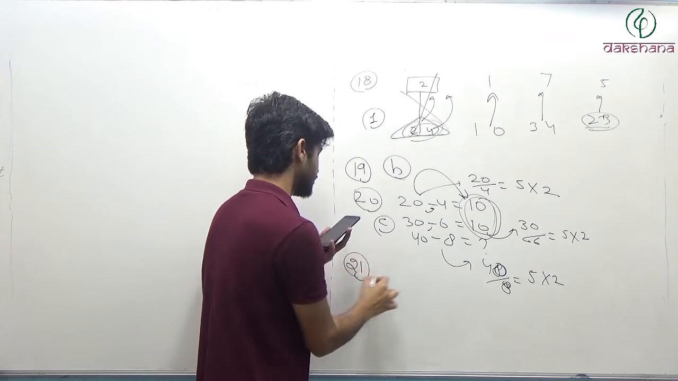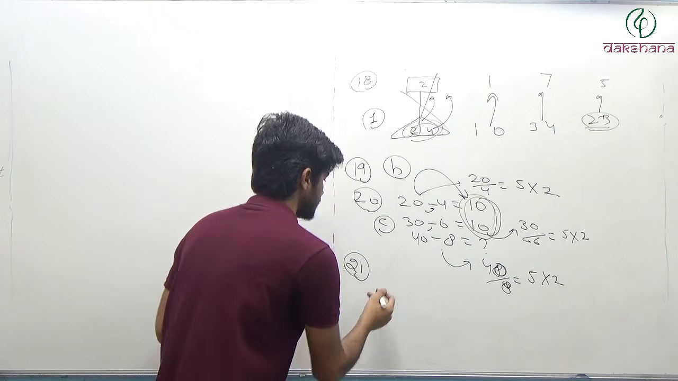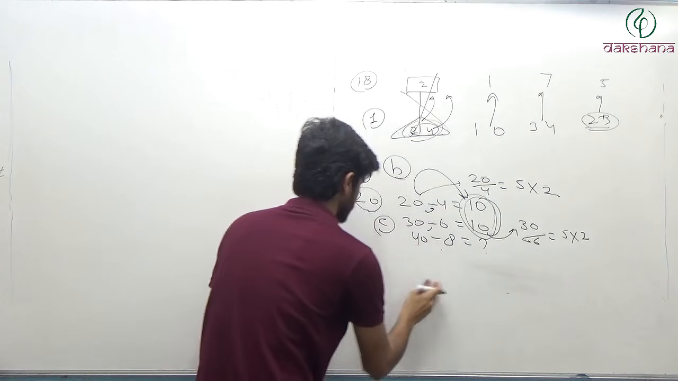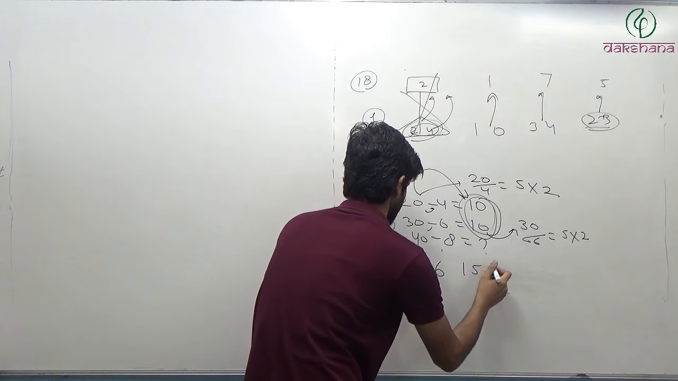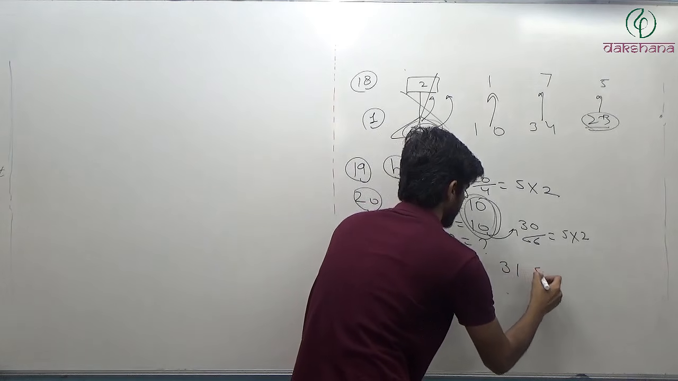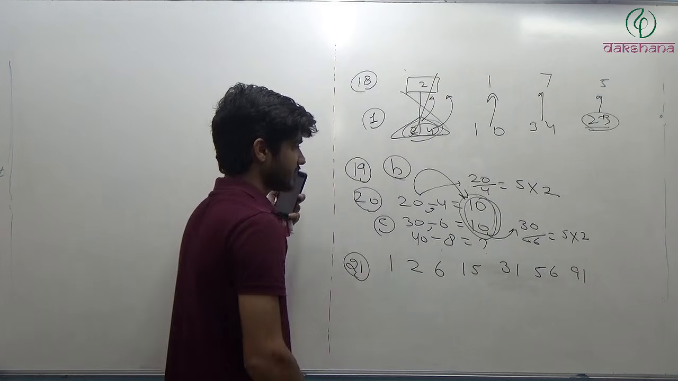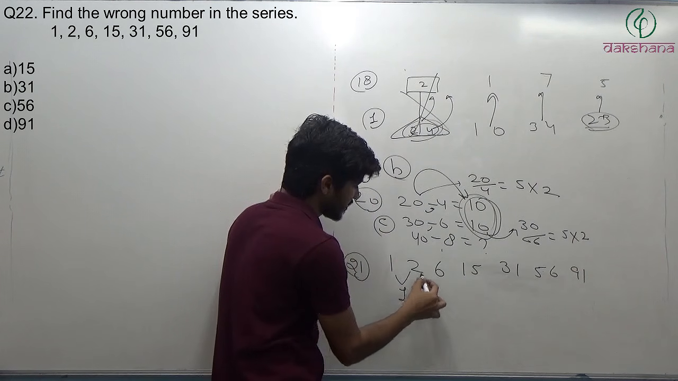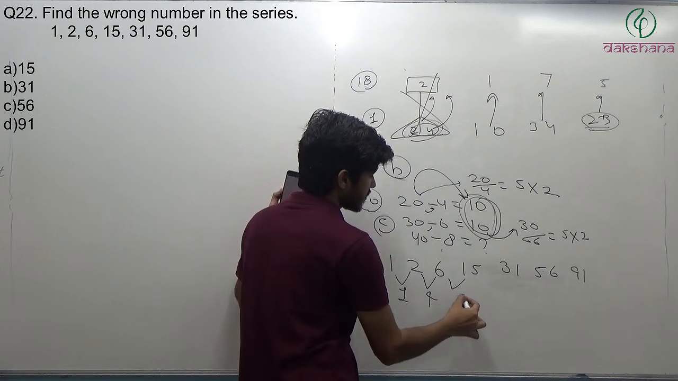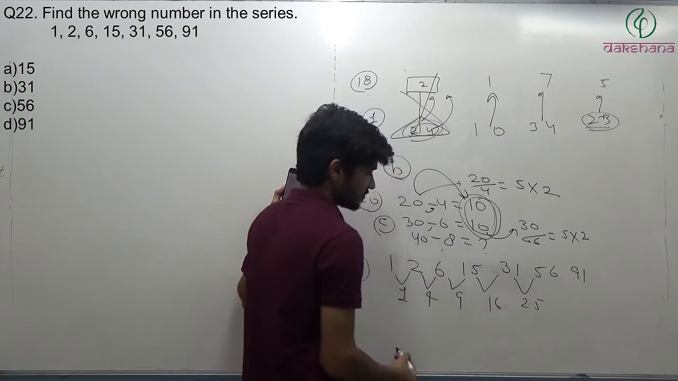Let's move on to question number 21. It says find the wrong number in the series. Very easy, guys. It's again a number system. The series is 1, 2, 6, 15, 31, 56, 91. I told you there can be many ways, but if you look at the differences, this is 1, this is 4, this is 9, this is 16, this is 25.